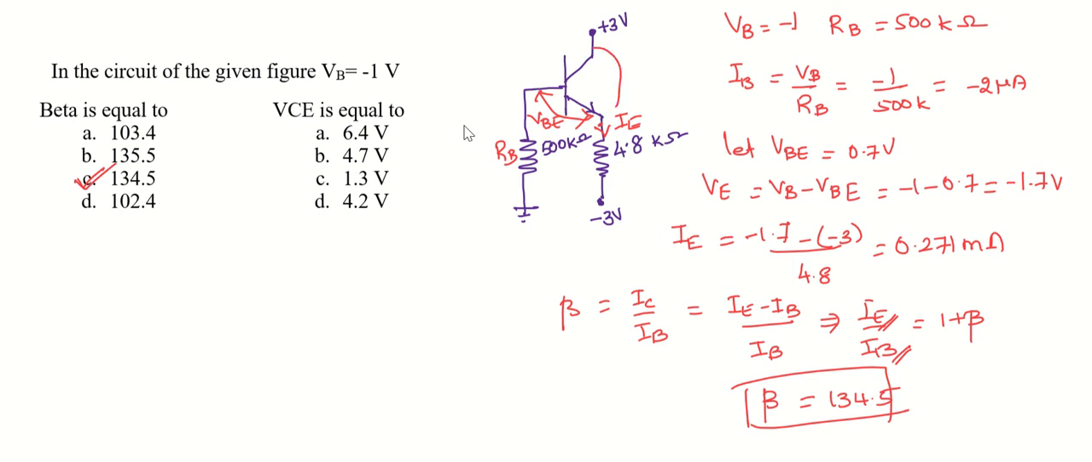VCE is the voltage across here. To find VCE, we can write it like this: VC minus VE. So VC is already given as 3 volt, minus VE, which is minus 1.7. So it is plus 1.7, which gives 4.7 volts.